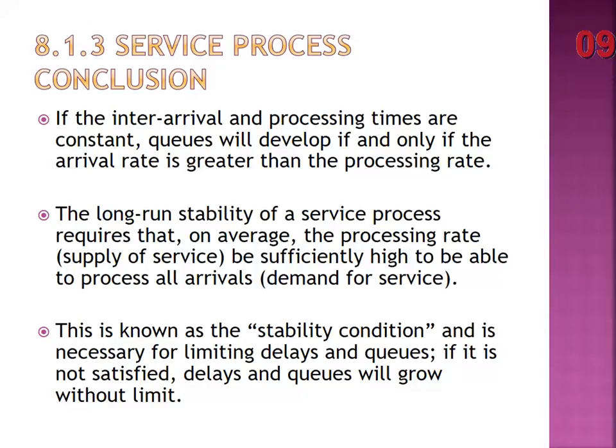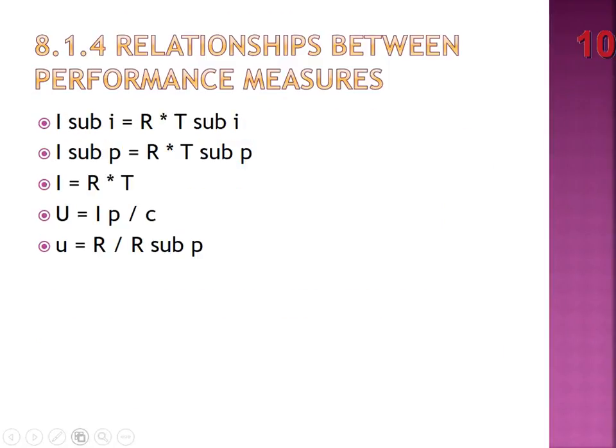Okay? So the long-run stability of a service process requires that on average the processing rate has to be sufficiently high to process all the arrivals. That's what we call the stability condition. If you don't have enough capacity to handle your customers, you basically have an unstable process, and what we're trying to do is not going to help that. That's known as a stability condition, and it's necessary for limiting delays, since otherwise queues will grow without limit.